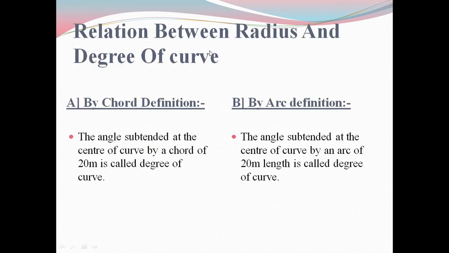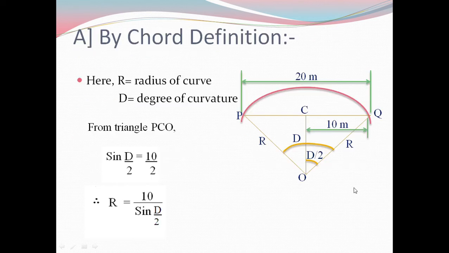Next, what is the relationship between radius and degree of the curve? Very important. By chord definition, the angle subtended at the center of the curve by a chord of 20 meter, you can take standard length, is called degree of the curve. By arc definition, the angle subtended at the center of the curve by an arc of 20 meter length is called degree of curve. Next, we will go for the chord definition.